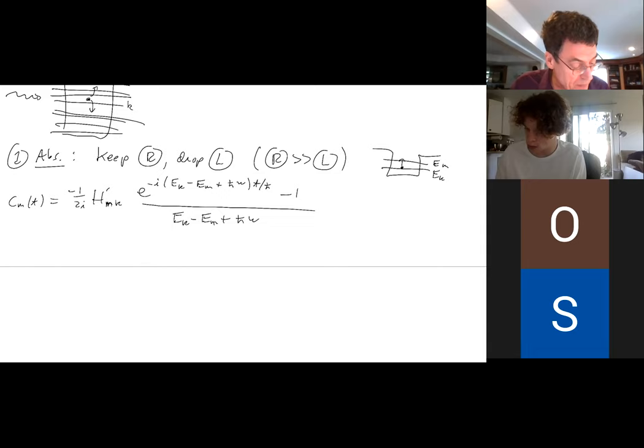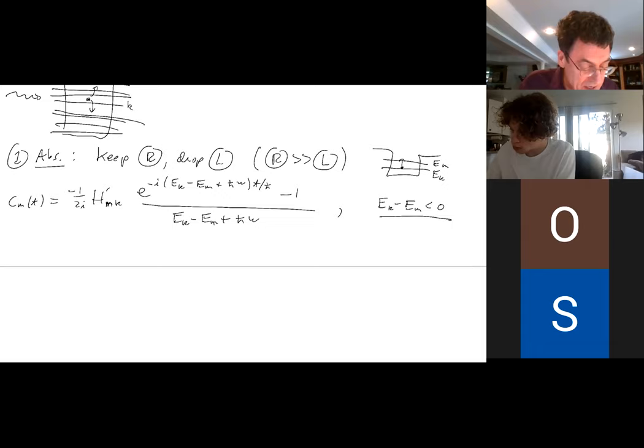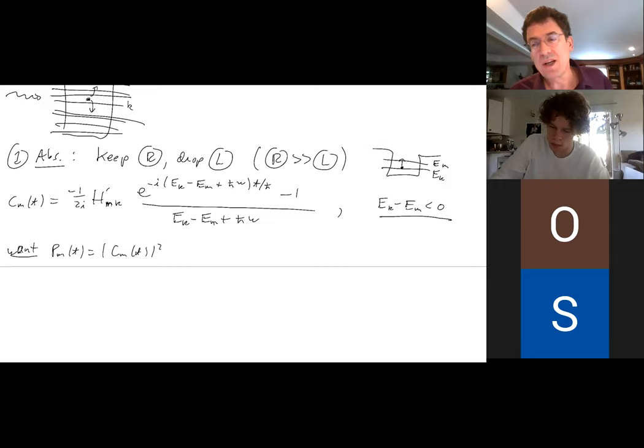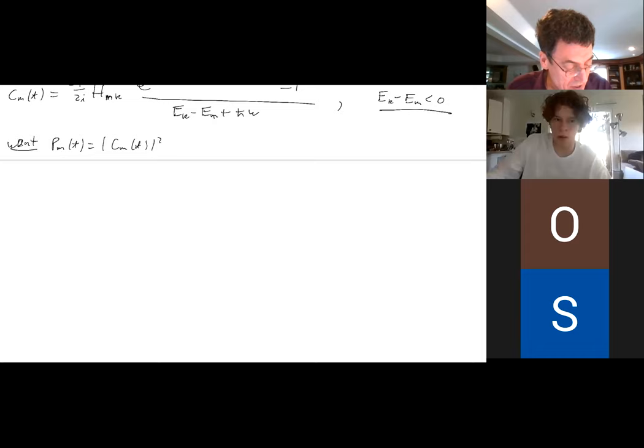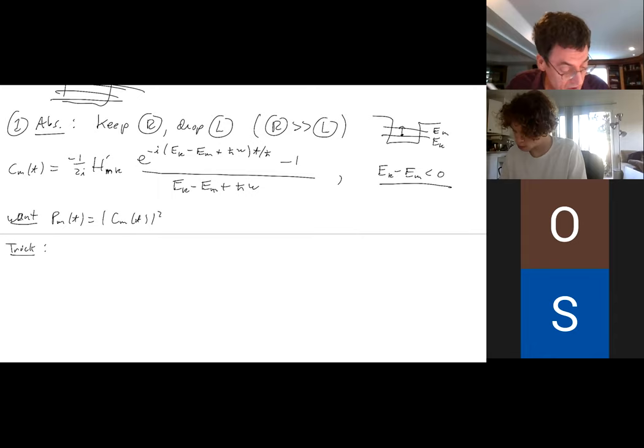since here I have Ek minus Em less than zero. All right, and so now what we want to do is just square it. What we want is the probability, right? And the probability is just that thing squared. But before squaring it, we're going to do a little math trick, which is that we're going to pull out a factor. So here's the little trick. It's a useful trick. I did it already last time, I think, but let's do it.